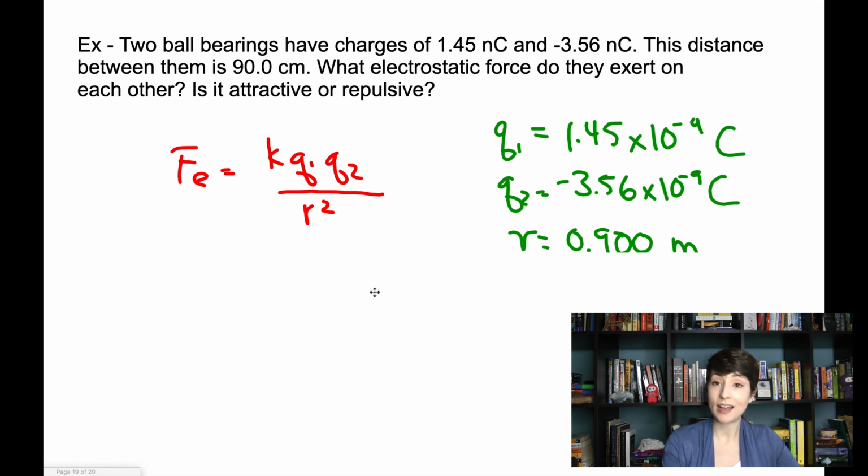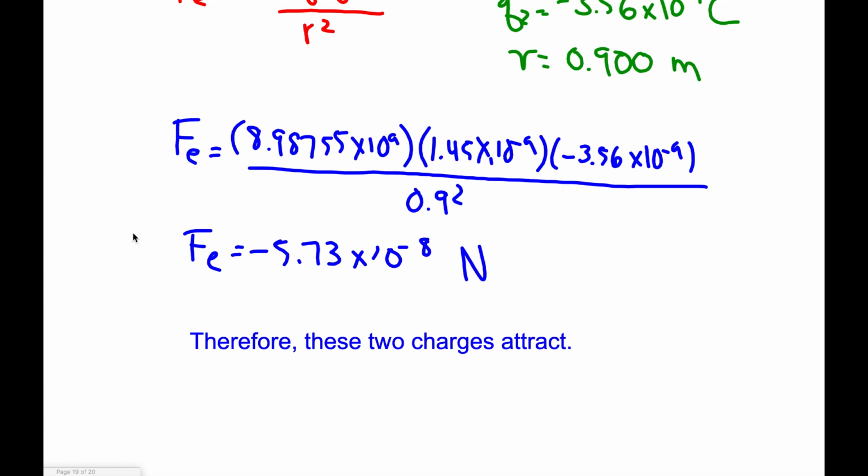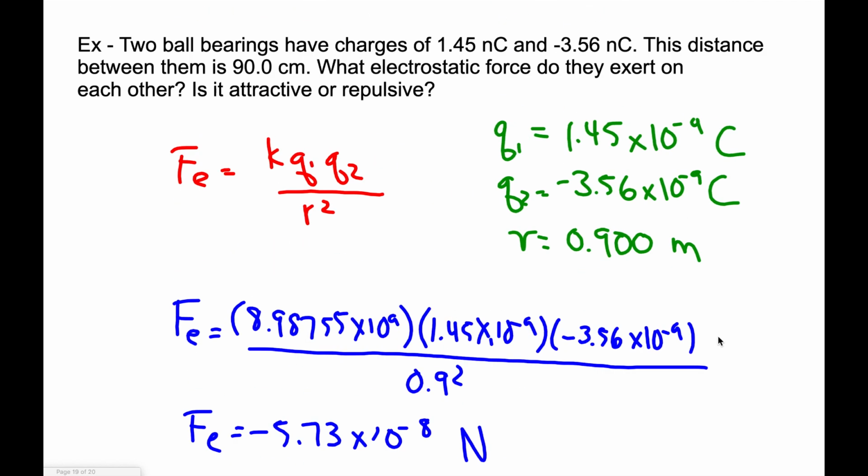When we substitute these values into our equation, we end up with negative 5.73 times 10 to the minus 8 newtons. So a very, very tiny force. The negative sign, remember, tells us that these two charges are attracting, which is exactly what we can infer if we know they're opposite charges to begin with.